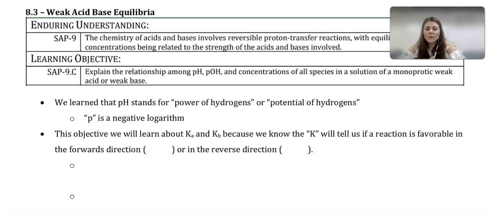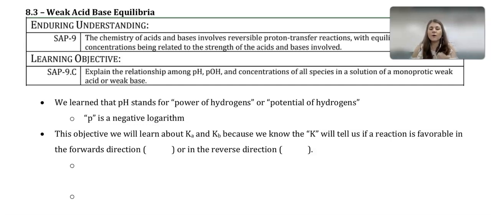In this lesson, we're going to be talking about Objective 8.3, Weak Acid-Base Equilibria. The learning objective states that we should be able to explain the relationship among pH, pOH, and concentration of all species in a solution of a monoprotic weak acid or weak base. You will notice that the objective stated monoprotic, so we're talking about one singular hydrogen.